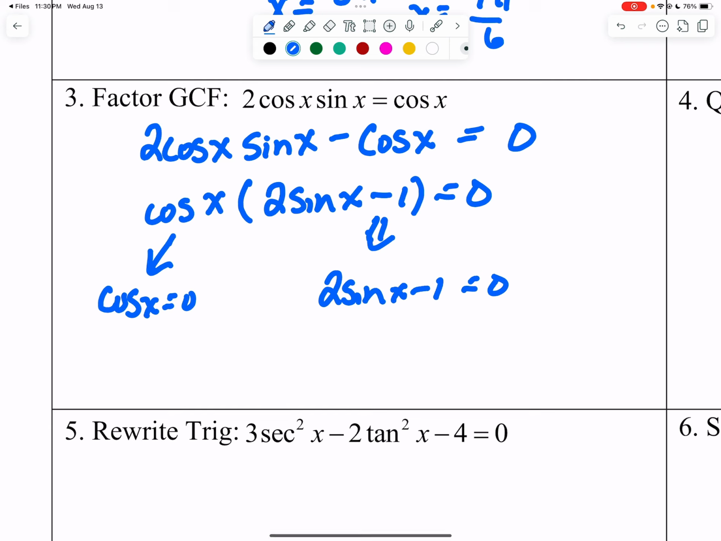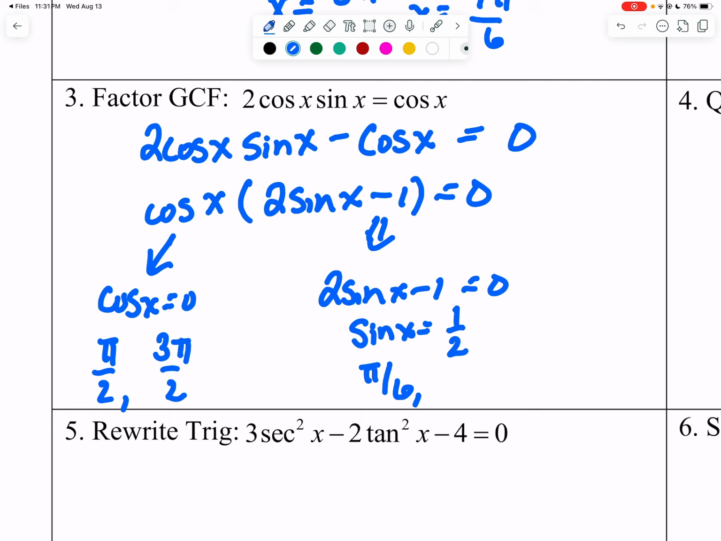We know that cosine of x is equal to 0 whenever we have our quadrantal angle at pi over 2 and 3 pi over 2. We know that sine of x is equal to 1/2 at pi over 6 and 5 pi over 6. So those are my 4 answers.